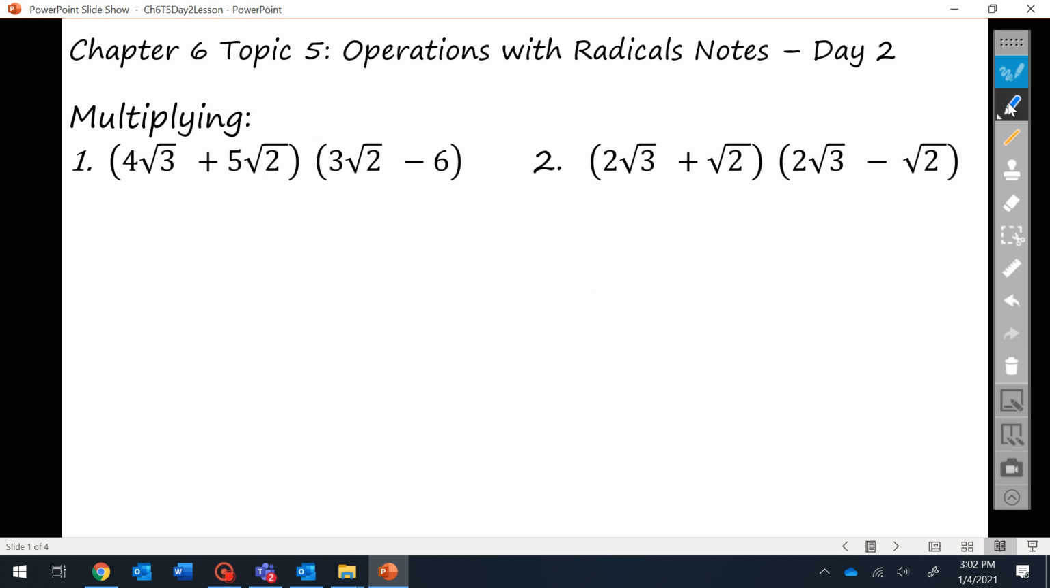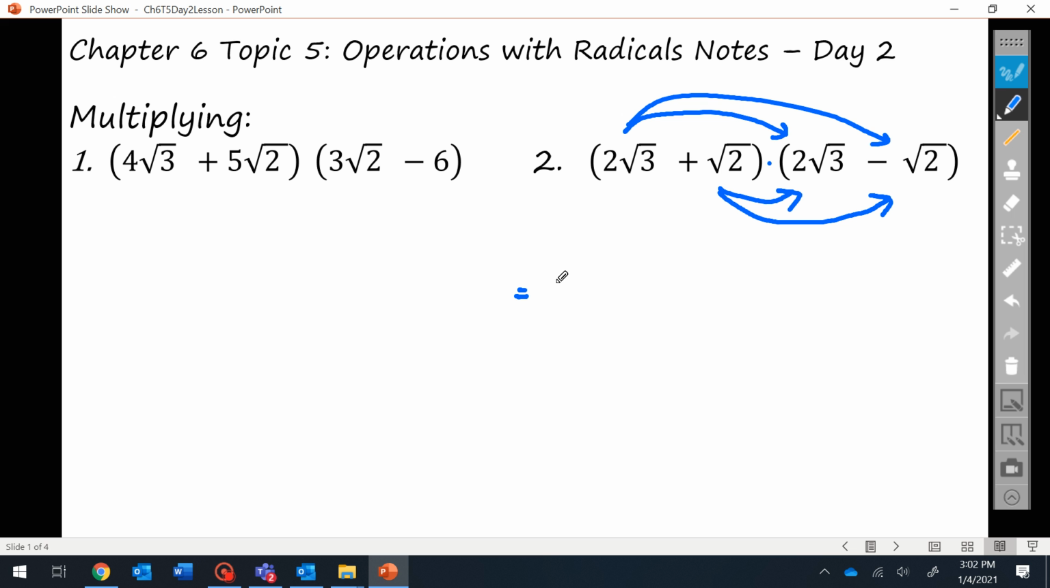Now, for number 2, you might notice that 2 root 3 plus square root 2 times 2 root 3 minus square root 2 are the exact same. The only difference is that one has a plus sign in between them, and this one has a minus sign. These are called conjugates. The reason they're called conjugates is that they're the same thing, except this is plus and this is minus, because when we multiply them together, using the distributive property, they will become a whole number. Okay, so let's see how that happens.